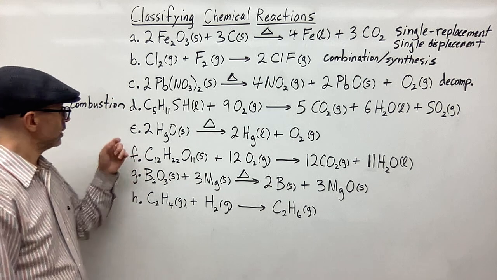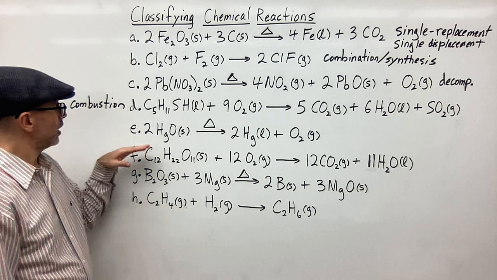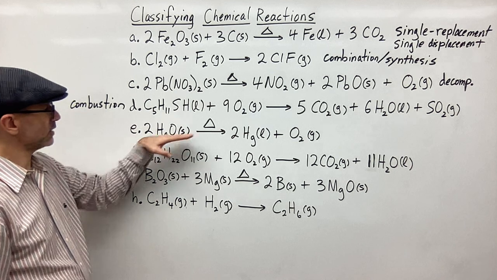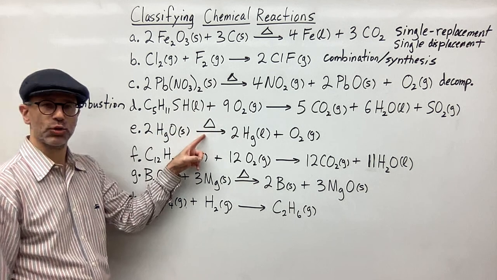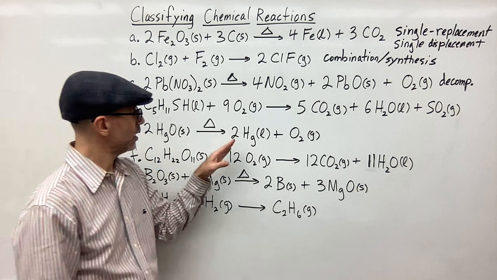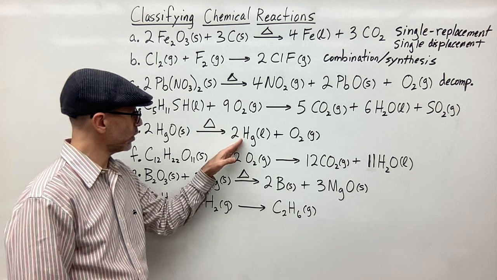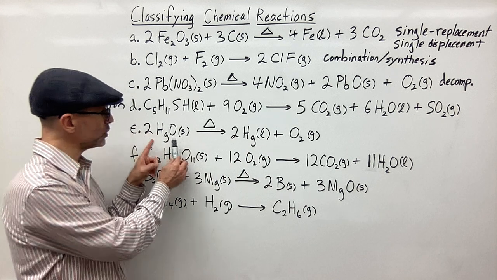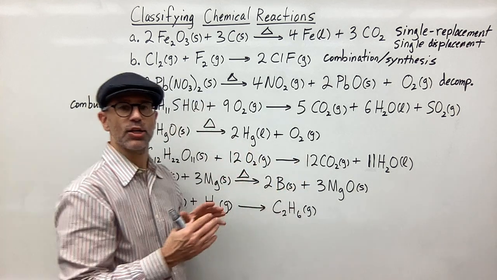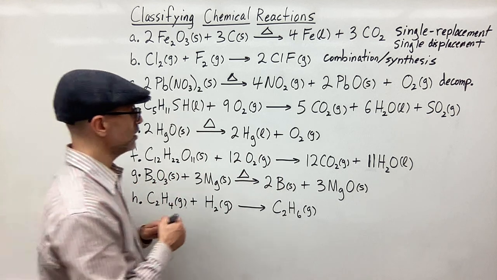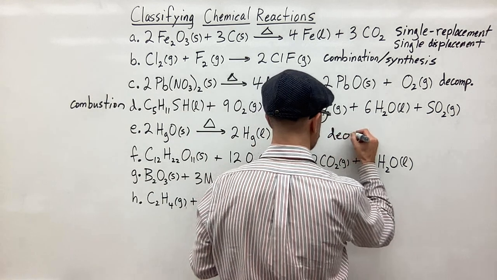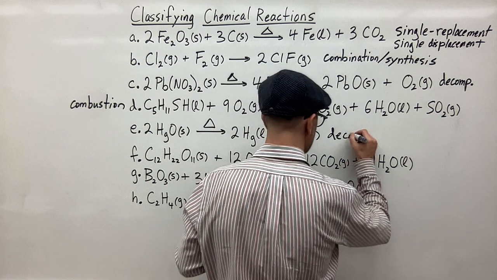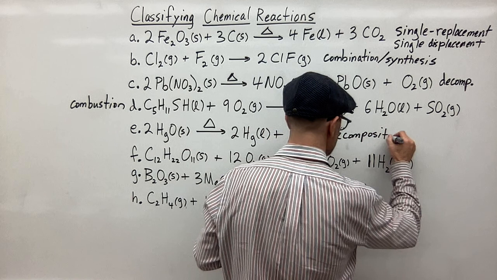Okay, what about E? So here we have mercury 2 oxide reacting. And so again, we have the triangle. So we're adding heat to this, and it breaks down into liquid mercury and oxygen gas. So again, you've got one substance breaking down into two substances. So again, it's decomposition. So this is decomposition.